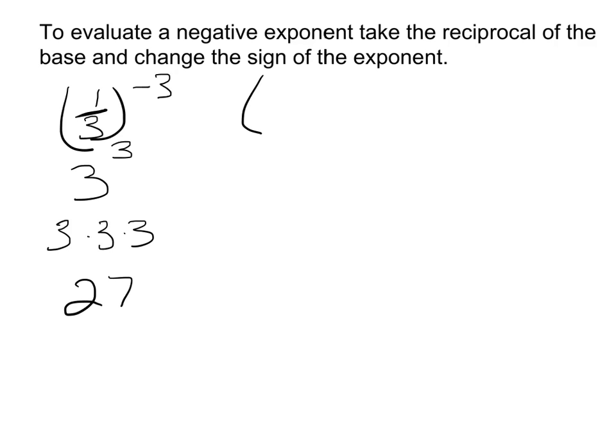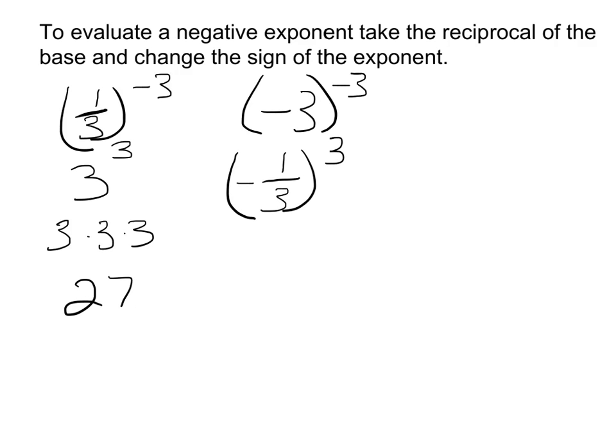Okay. What if I had negative 3 to the negative 3rd power? I'm going to take the reciprocal of the base. So negative 3 is negative 3 over 1. So I'm going to take the reciprocal, negative 1/3, and I'm going to make the exponent positive. That means I have negative 1/3 times negative 1/3 times negative 1/3, or in other words, negative 1/27th.